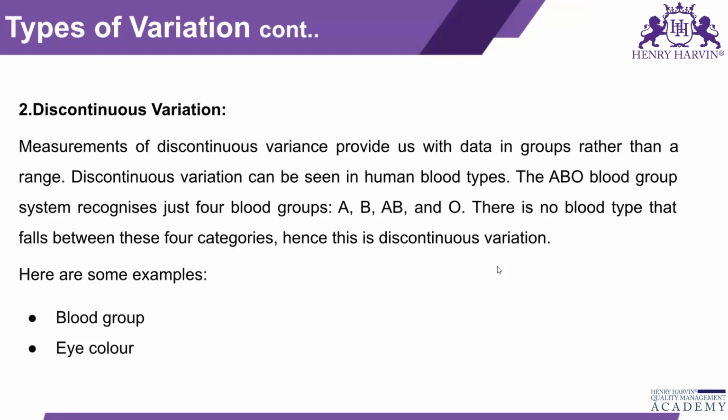Discontinuous variation. Measurements of discontinuous variation provide us with data in groups rather than a range. Discontinuous variation can be seen in human blood types. The ABO blood group system recognizes just 4 blood groups: A, B, AB, and O. There is no blood type that falls between these 4 categories, hence this is discontinuous variation. Here are some examples: blood group and eye color.